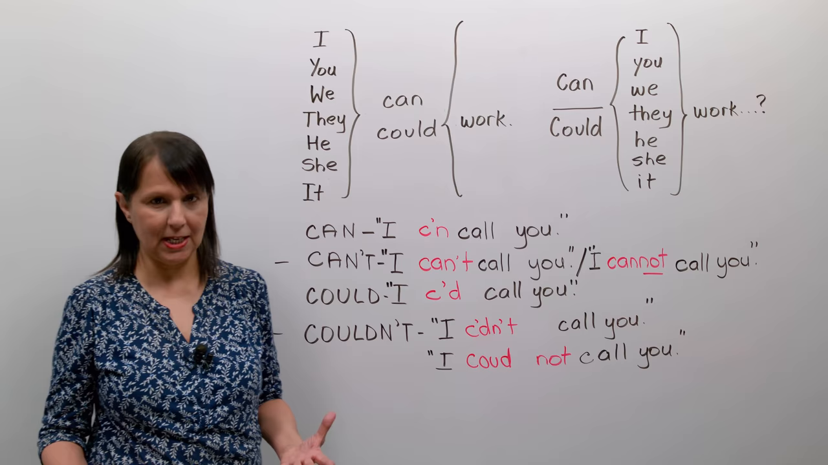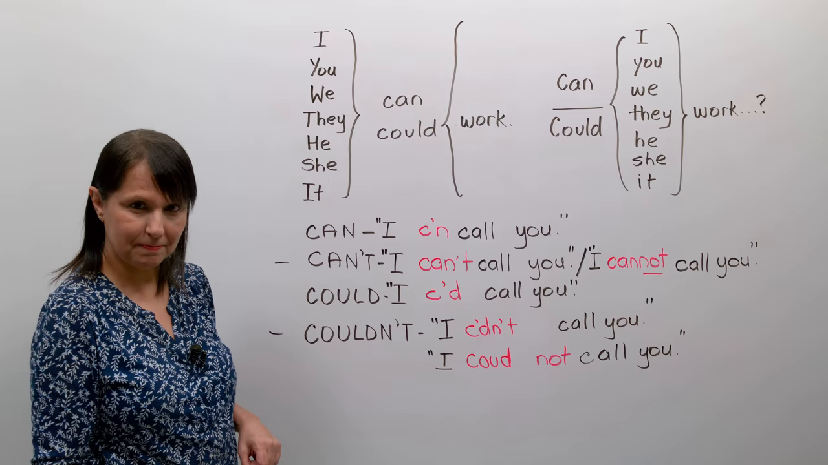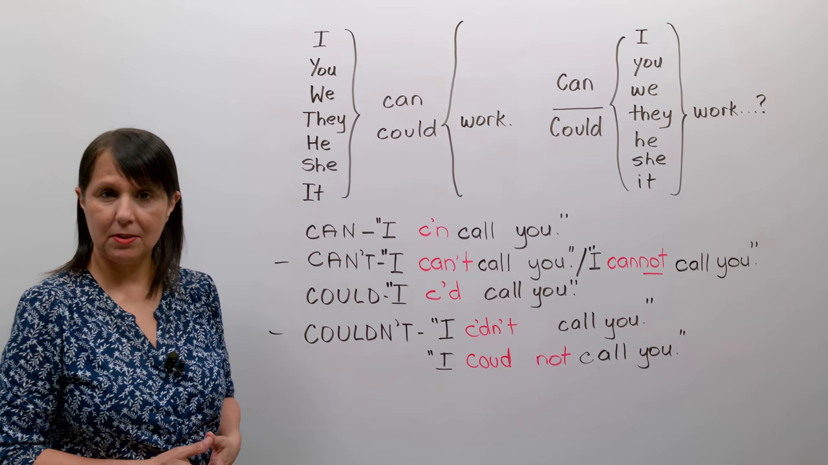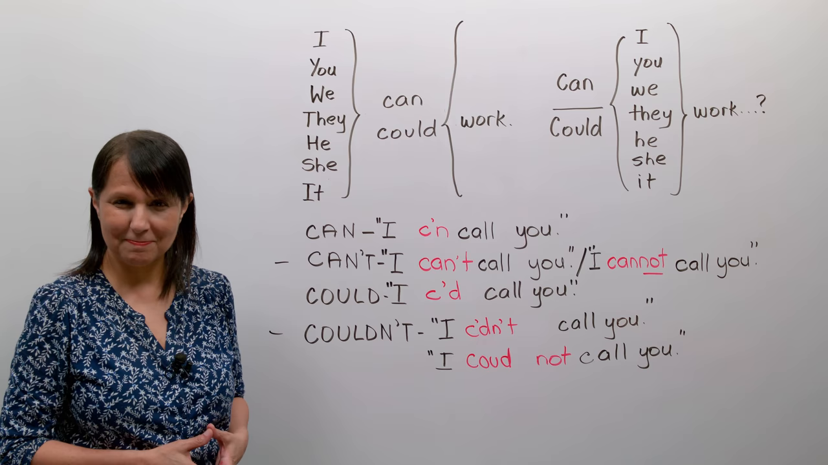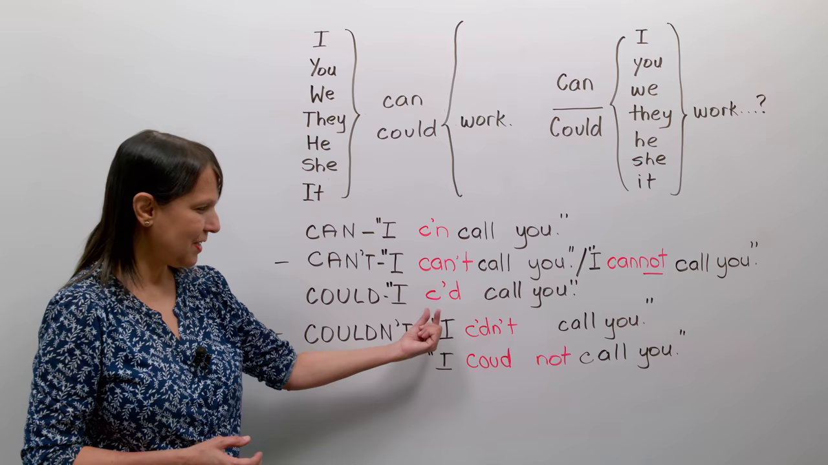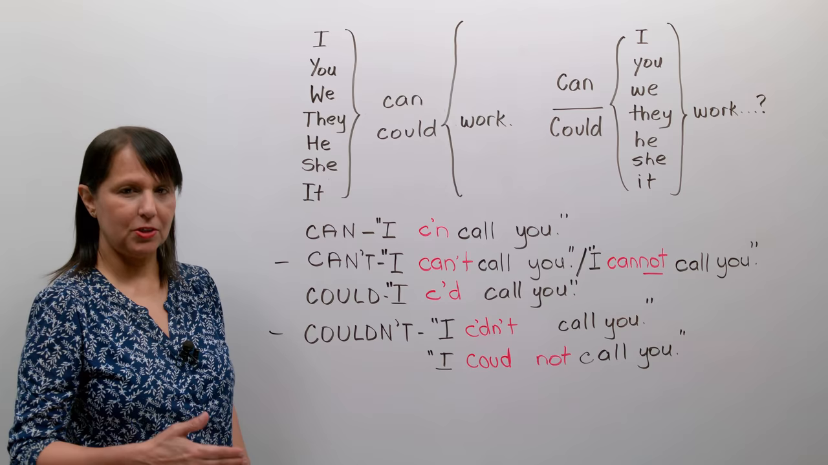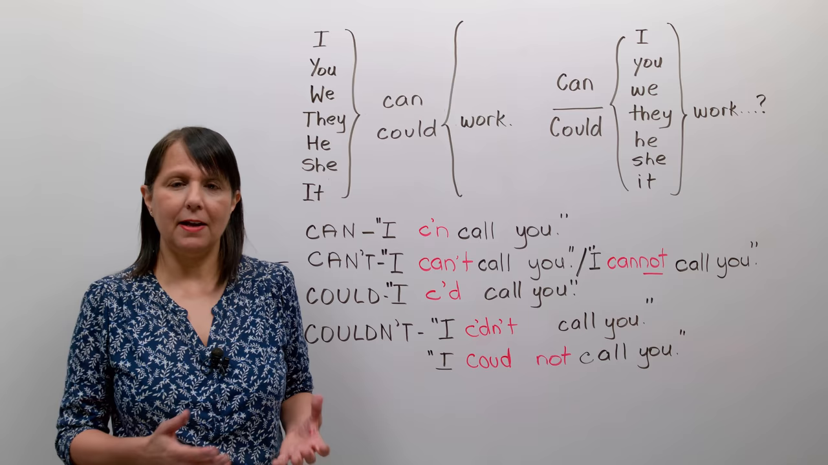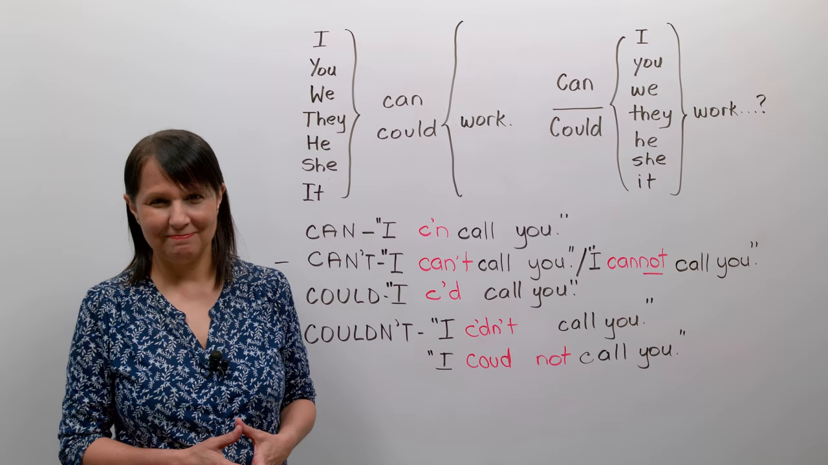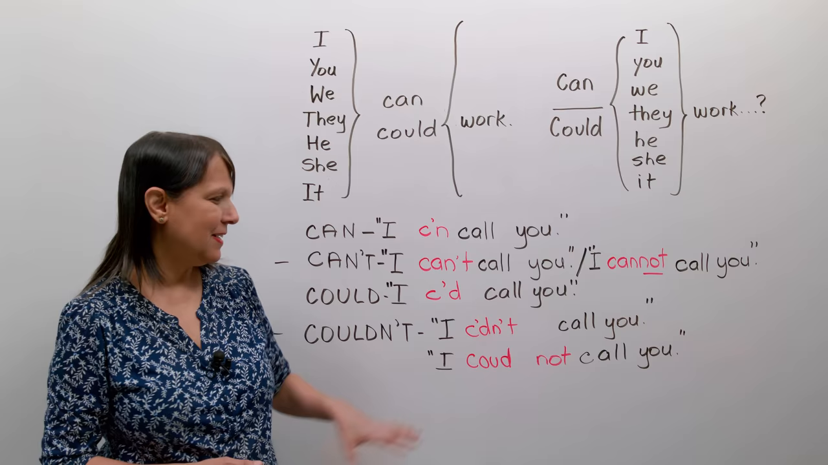Next, could. So this becomes also kind of shortened. I could call you. I could call you at 4. Say it after me. I could call you at 4. So it gets really condensed. And this, couldn't, becomes I couldn't call you. Sorry, I couldn't call you. My phone died. Or, sorry, I could not call you because my phone died. All right? So make sure that you're also pronouncing these critical words correctly.